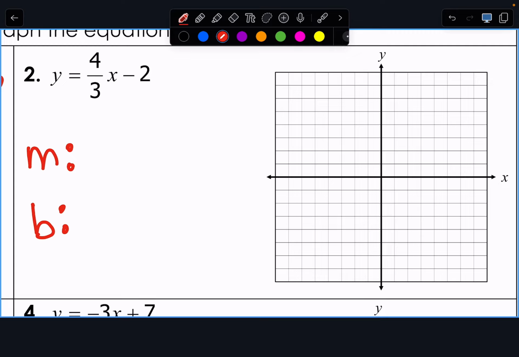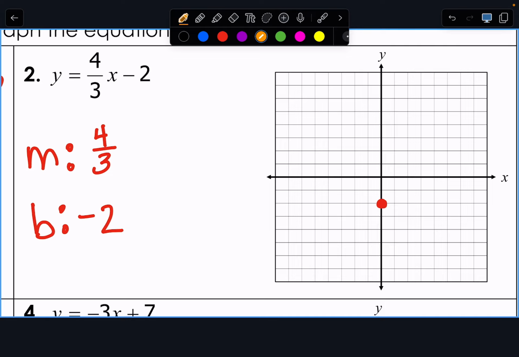Okay, Landon, what's our M? 4 thirds. Do you agree with Landon? Okay. Charmony, what's our B? -2. Is it 2 or -2? It's going to be -2 since it's y equals mx plus b, and this is a -2. The minus needs to go with it, which means we are going to begin on our y-axis at -2.